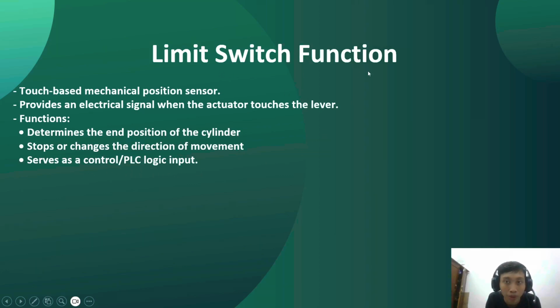From the limit switch function, we will use the touch lever. From the work of the cylinder, we will use it to stop or change the direction of the movement.